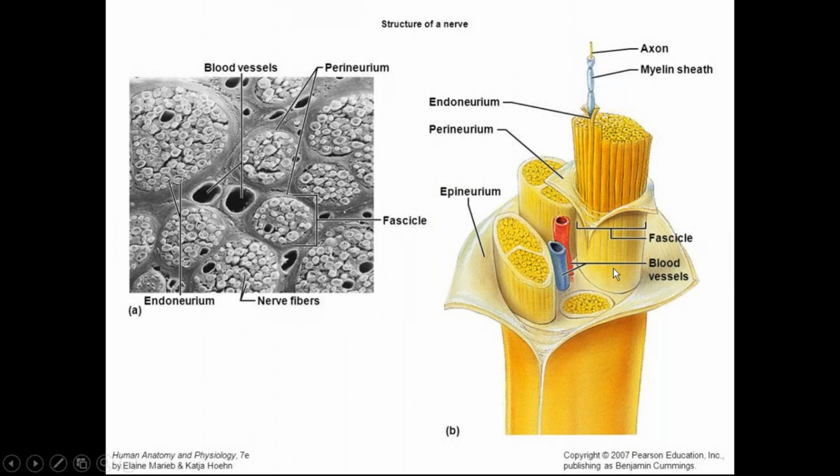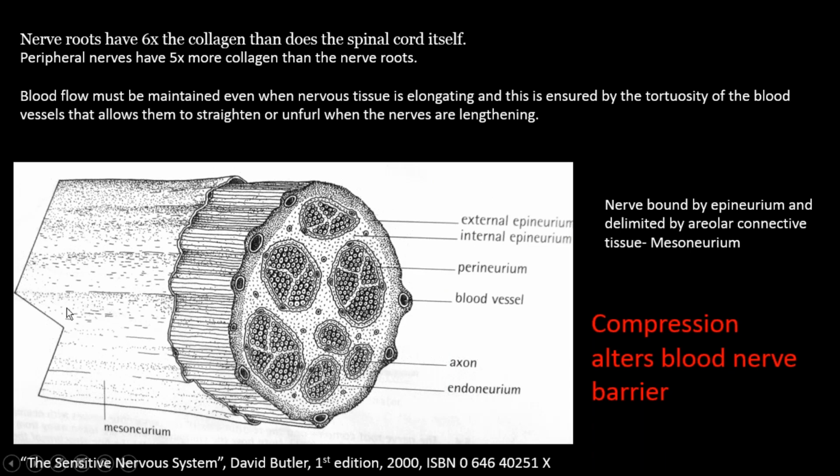And there are blood vessels within these connective tissue layers inside the nerve. Other than these three important connective tissue layers, epineurium, perineurium, endoneurium, there's another layer outside the peripheral nerve, which is called mesoneurium. And mesoneurium is a loose areolar connective tissue and also has blood vessels in this layer.